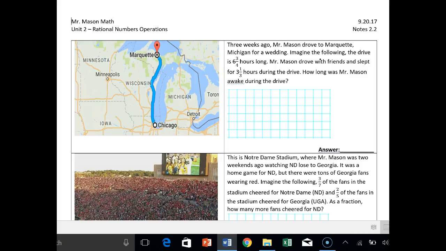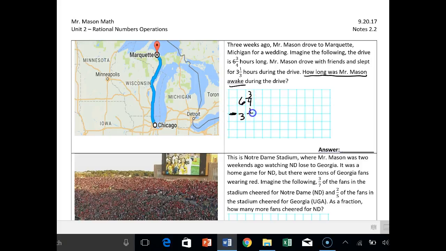So let's think, let's plan, and let's solve. So first of all, we want to get our foot in the door. I know there's just kind of this quick thing to number pluck and say, all right, I see a 6 3/4 and 3 1/3, but really you're asking yourself, what are we really trying to do? Here we're trying to say, how long is Mr. Mason awake during the drive? So if the drive is 6 3/4 hours long and he gets to sleep 3 1/3, then for the rest of the time he's awake. So I need to find the difference between those two. So I want to do 6 3/4 minus 3 1/3.